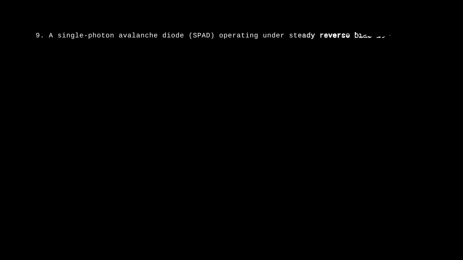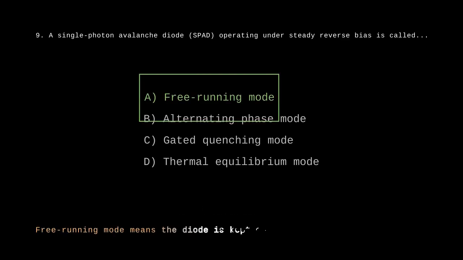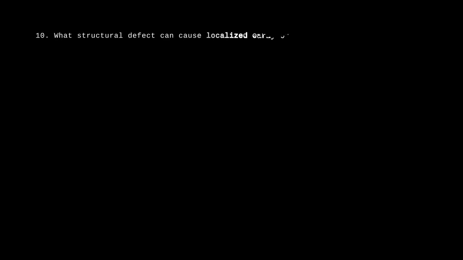Question 9. A single photon avalanche diode, SPAD, operating under steady reverse bias is called? In free-running mode, the device is biased continuously above its breakdown voltage, waiting to be triggered by a single photon at any time.